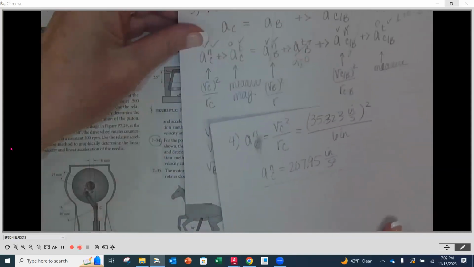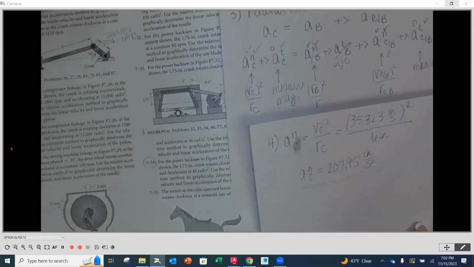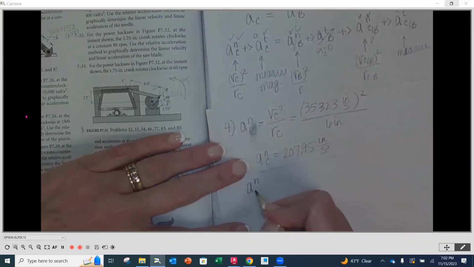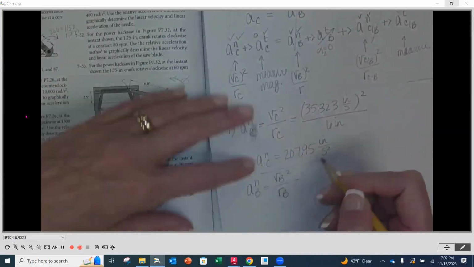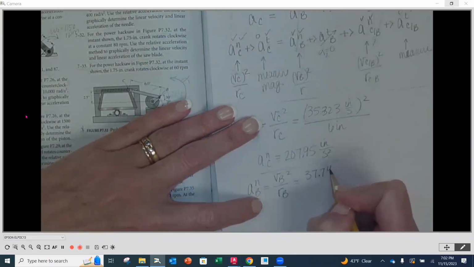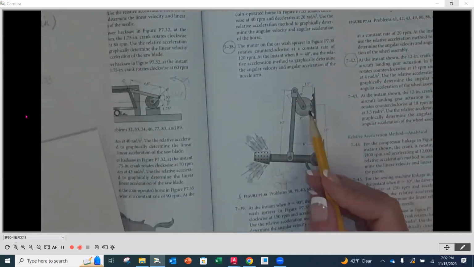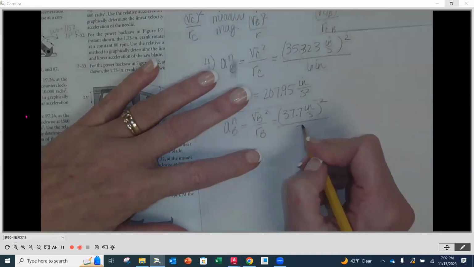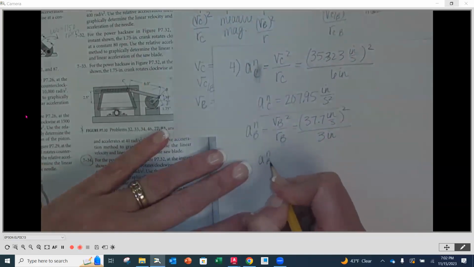Then our next one is going to be the normal of B. And that one's going to be VB squared divided by its radius. So acceleration normal B is going to be the velocity of B squared divided by the radius to B. We know that number to be 37.7 inches per second. Square that entire value, divided by its radius, which was 3 inches. So our A normal B.